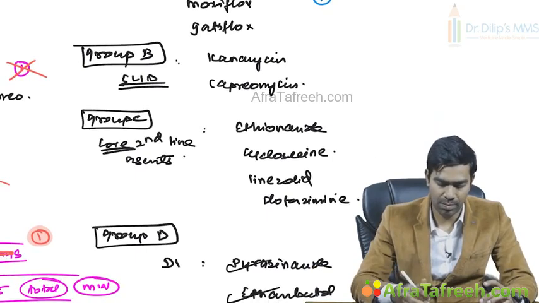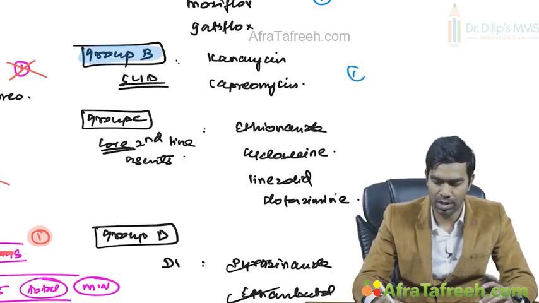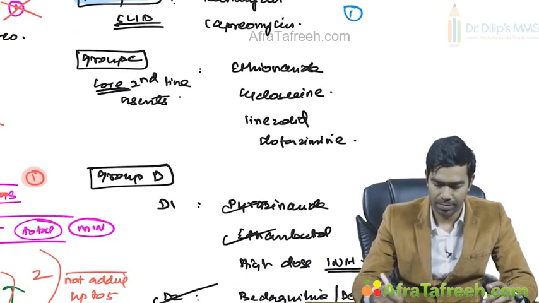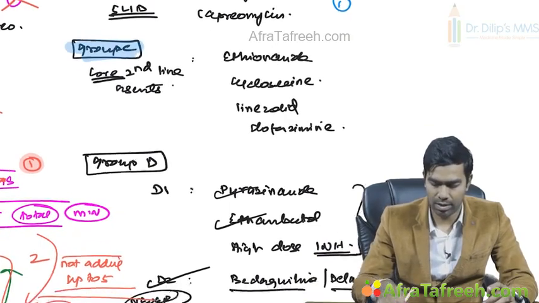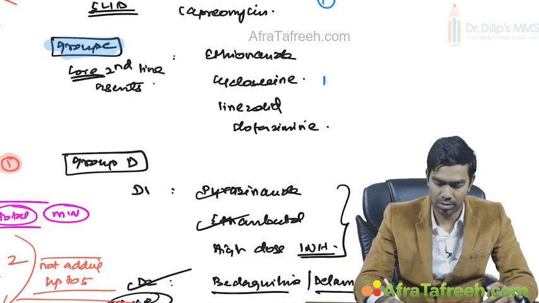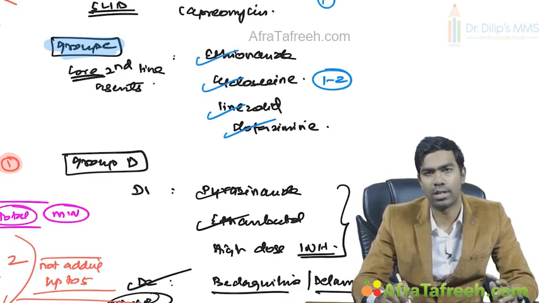Then we'll be adding 1 second line injectable drug, that is from group B, at least 1, again if they are sensitive, and 1 to 2 drugs from group C if they are sensitive again. Any one from linezolid, clofazimine, ethionamide, and cycloserine.